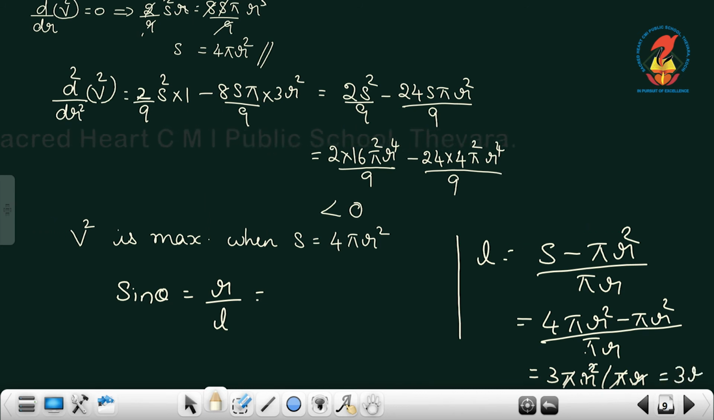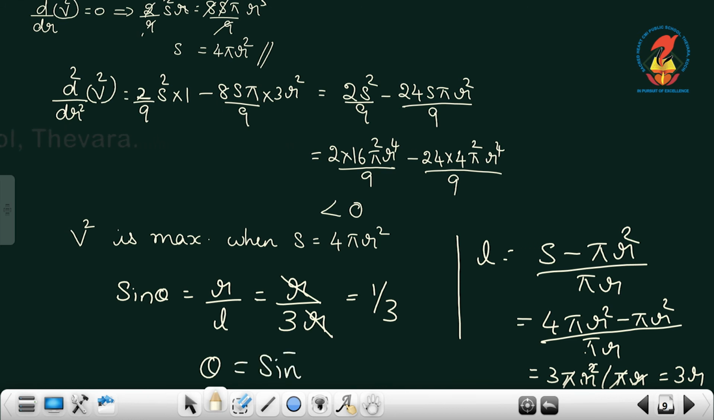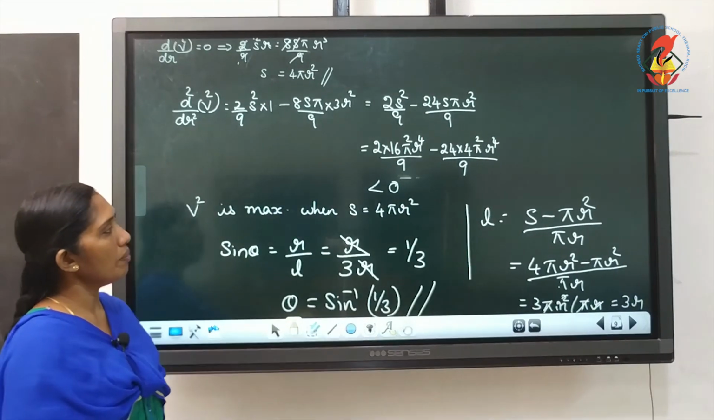So that is 3r. Now substitute here. So r by 3r. R and r cancel, 1 by 3. So theta we can write sin inverse 1 by 3. So we proved. Okay, in this way you can prove.